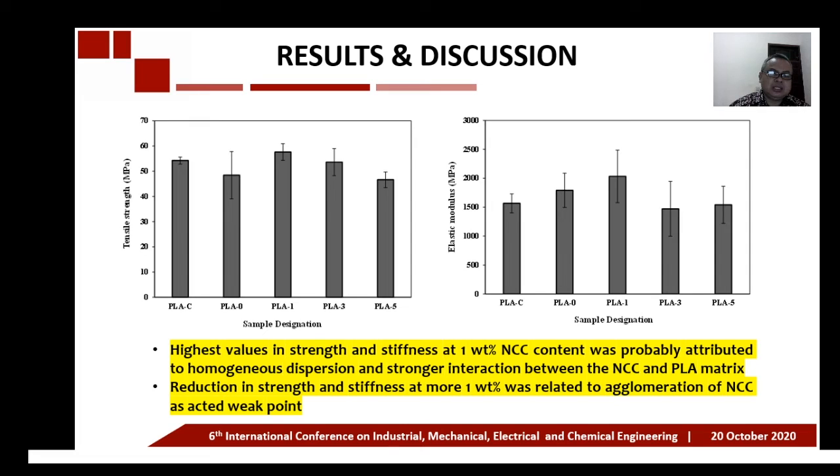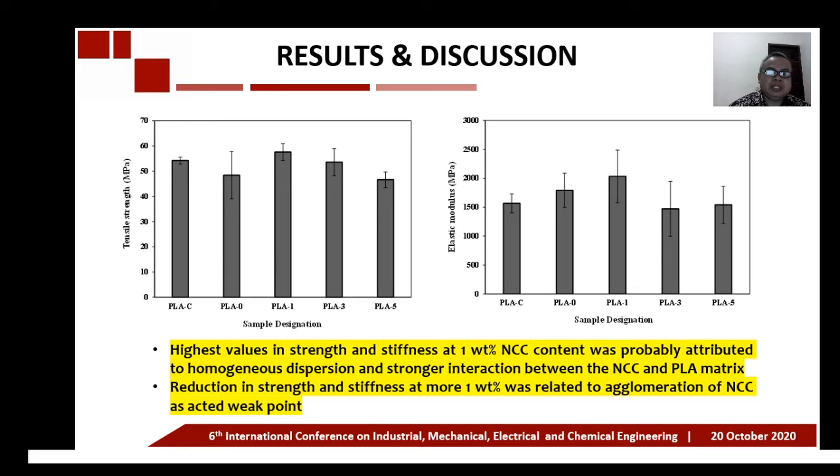So this is a tensile test. We can see here that the highest value in strength and stiffness was achieved at 1 weight percent NCC content. What happened with the 1 weight percent NCC content? I think at 1 weight percent NCC, there is a homogeneous dispersion, and also there is a stronger interaction between NCC and the PLA matrix. So the highest values in strength and stiffness can be achieved at 1 weight percent NCC.